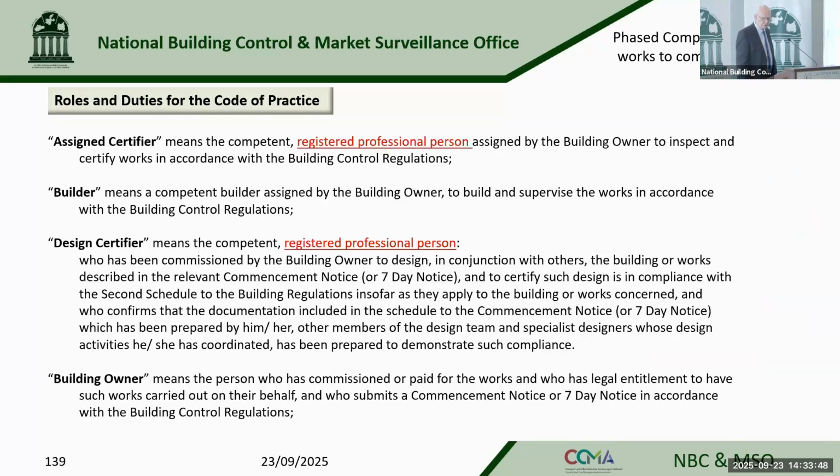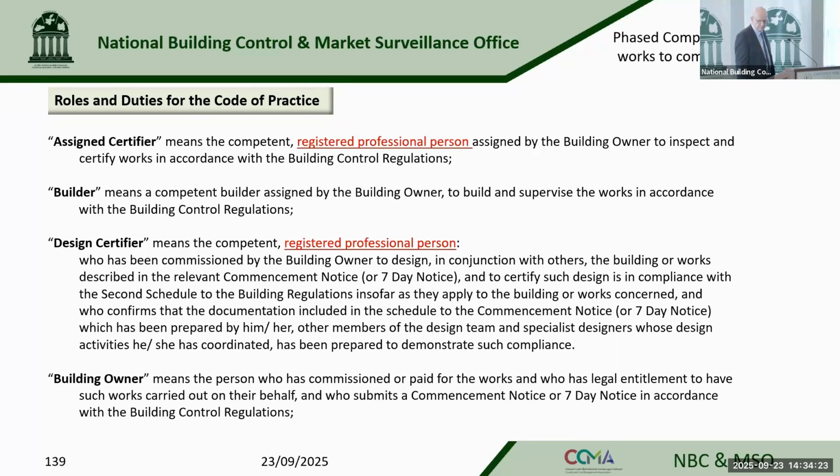So just to go through the duties. The assigned certifier, again, is a competent, registered professional, and is assigned to the project by the building owner to inspect and certify the works. The builder is a competent builder, assigned by the building owner again. Design certifier means a competent registered professional. Again, he is commissioned by the owner to design, in conjunction with others, the building or works. And then the building owner means the person who is commissioned or paid for the works and has legal entitlement to have such works carried out on their behalf, and who submits the commencement notice in accordance with the Building Control Regulations.